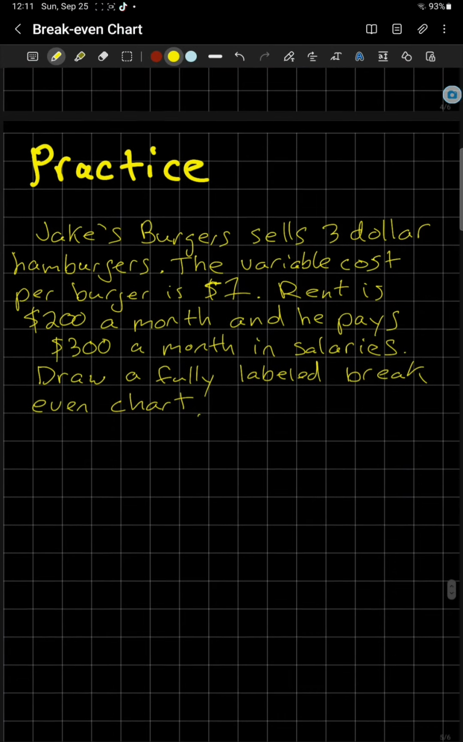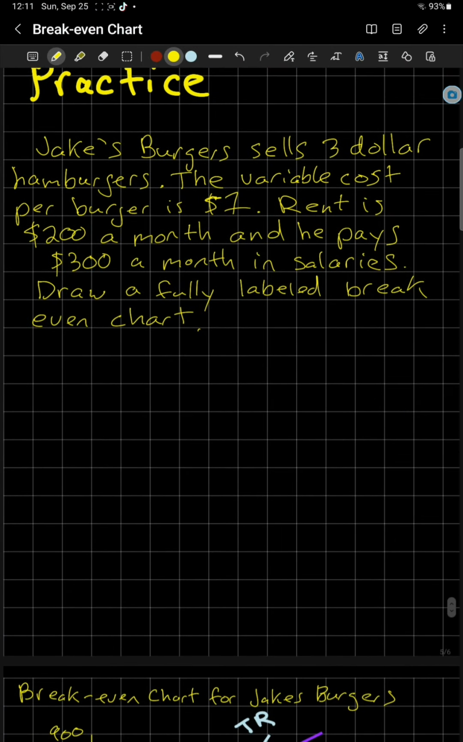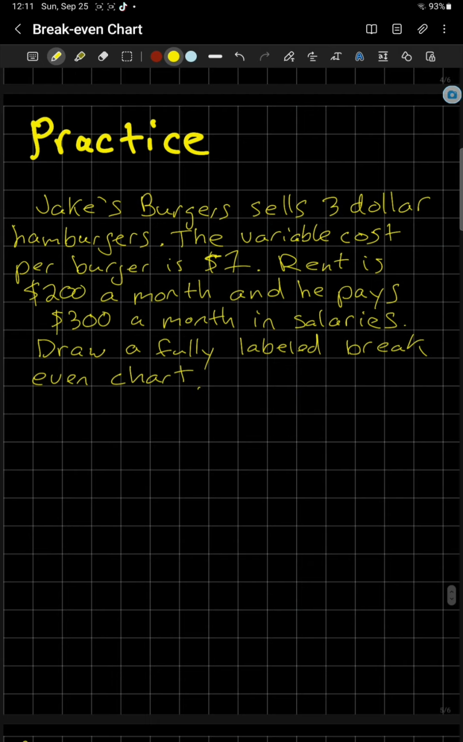Now for you, let's do some practice here. I got a question for you. Jake's Burgers sells $3 hamburgers. The variable cost per burger is $1. Rent is $200 a month, and he pays $300 a month in salaries. Draw a fully labeled break-even chart. Pause here, and then when you want, after you've done your chart, compare yours to mine. Let's see the chart.